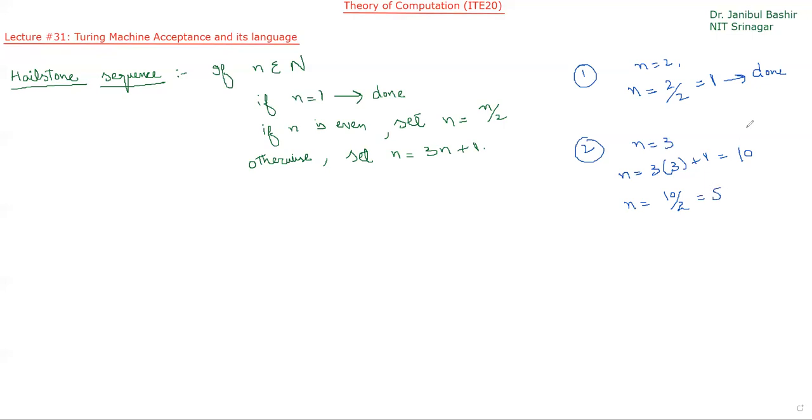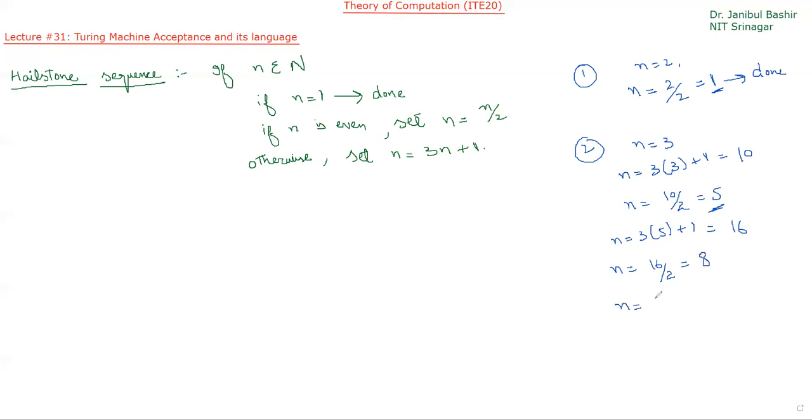Should we stop? We should stop only when n is equal to 1. Here n is equal to 5, so n is odd. We have to set n equal to 3 times n plus 1. 3 into 5 is 15, plus 1 is 16. Now n is even, so the new n will be 16 divided by 2. What is 16 divided by 2? It is 8.